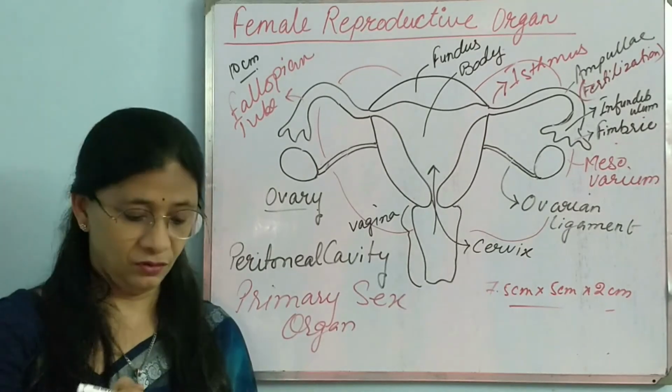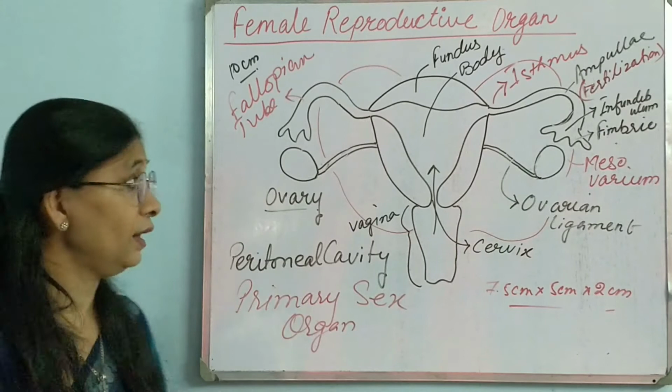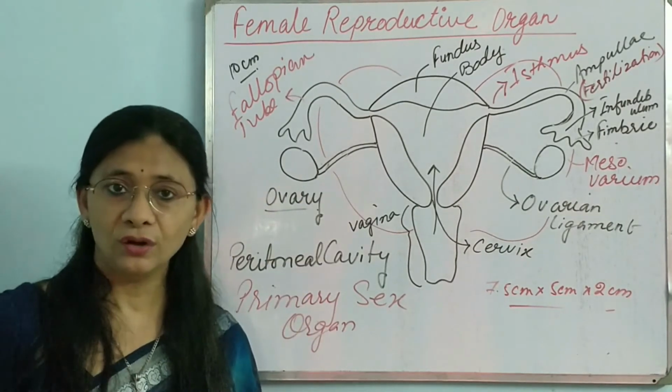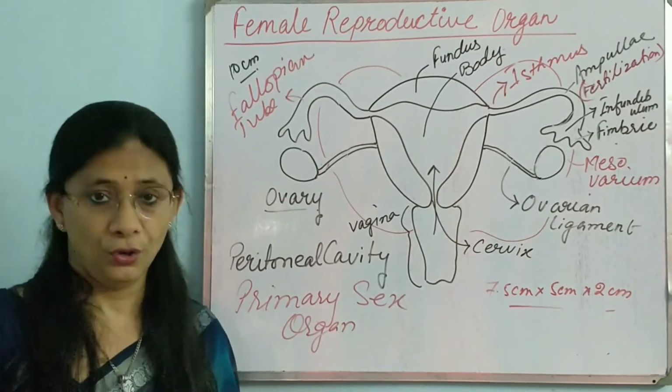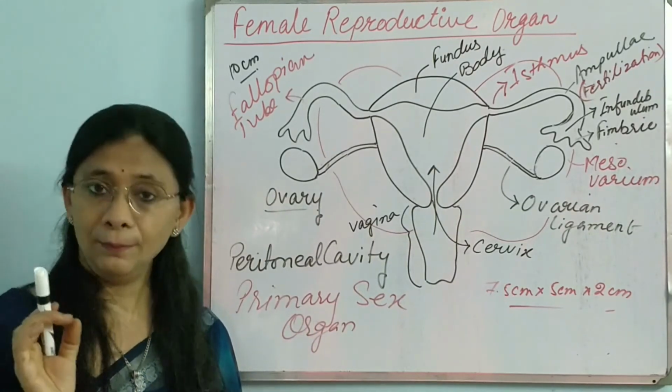So I hope the function and structure of the reproductive system of the female is clear to all. Let us revise once again. The ovary is the primary sex organ. The function of the ovary is to produce the egg and also female hormones. The ovary is attached to the uterus with the help of the ovarian ligament and mesovarium.